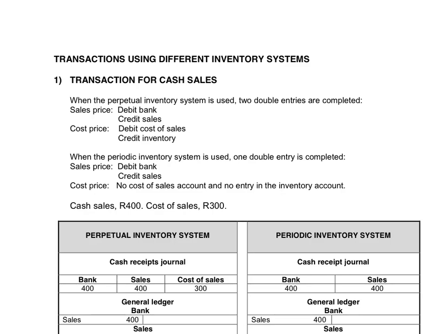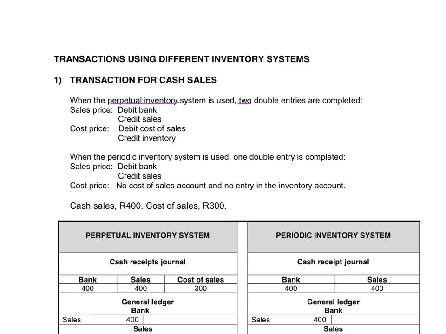Good morning. We will pay attention to the different transactions when the different inventory systems are used. Transactions for cash sales. When the perpetual inventory system is used, two double entries are completed.